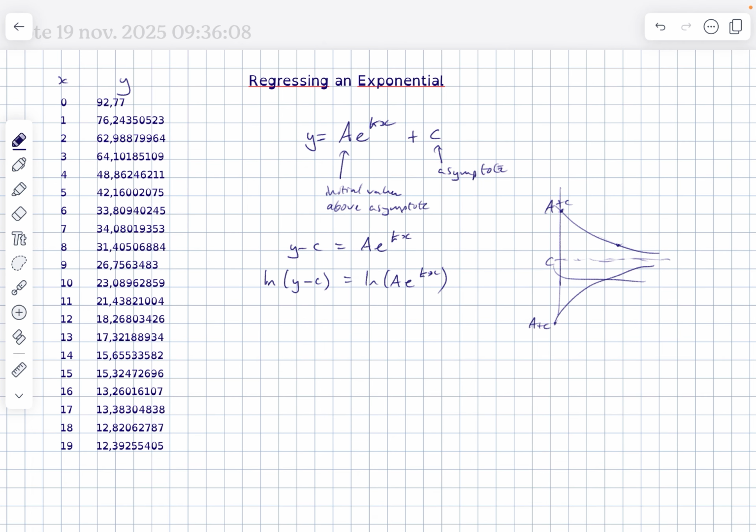And now I've got two things multiplied, so I can split them up into addition of two logs: log of y subtract c equals log of a plus log of e to the power kx. But actually, log of e to the kx cancels out, so it's just plus kx. And if we rewrite this like this, kx plus log of a, what kind of thing does this look like? If these were more y values, it's like y equals mx plus some value there that's c, because this is just a number. So this looks like a straight line.